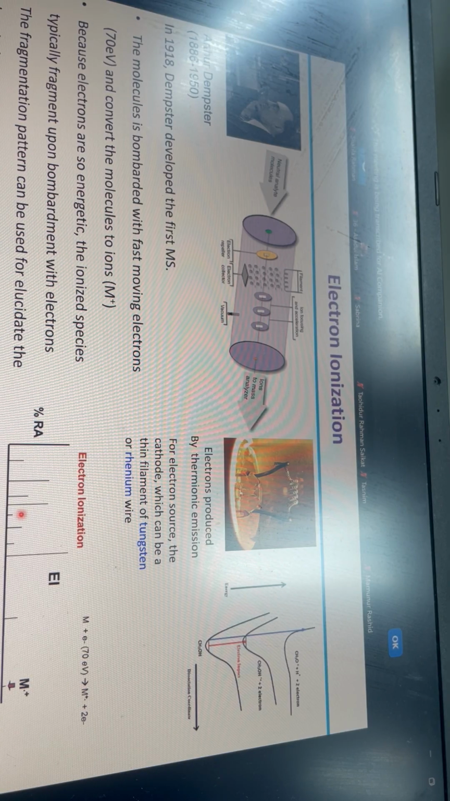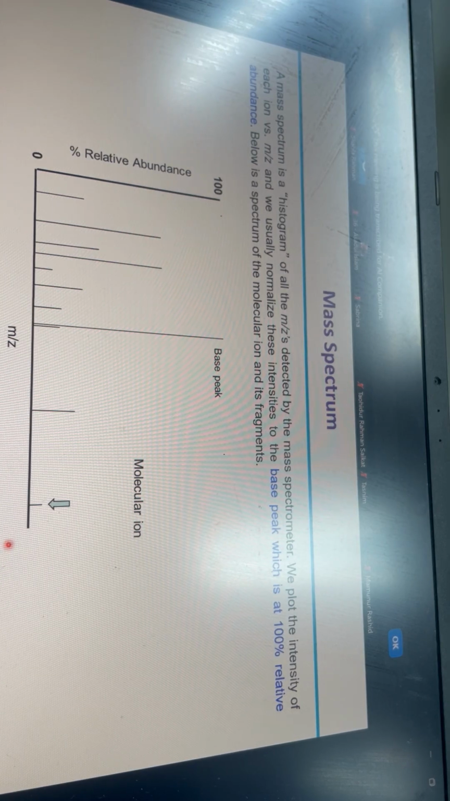Okay, so it was good, electron ionization, but the only problem is that the electron is a very high energy electron, and you see the molecular ion, but you also see a lot of fragment ions. Okay, so then this is the mass spectrum.